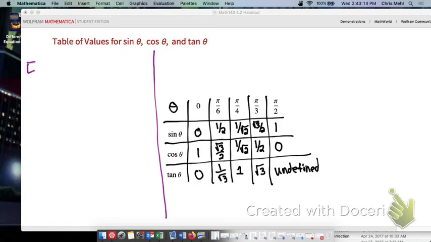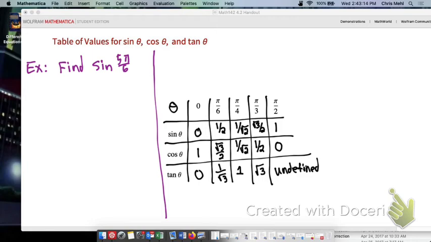So here's an example. What if I want to find, say, sine of, let's say, 5 pi over 6? Or let me write that up here. Sine of 5 pi over 6. Okay, how are we going to do this? It turns out that the value of sine of 5 pi over 6 can be gotten from the value of sine of pi over 6.